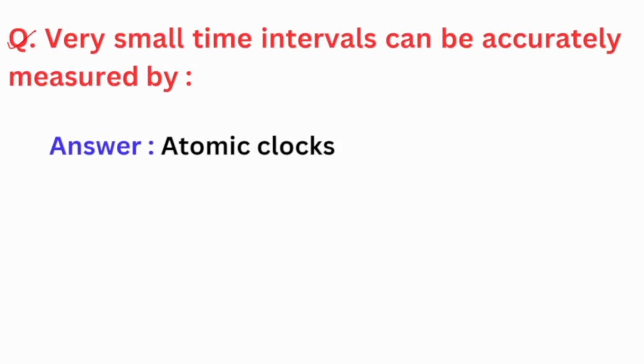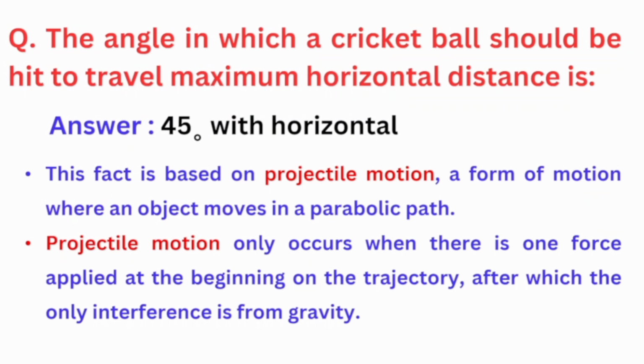Next is, very small time intervals can be accurately measured using atomic clocks. With the help of atomic clocks, one can measure very small intervals of time. Fine. Let's see next question.